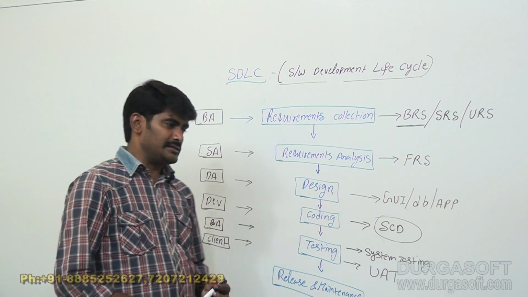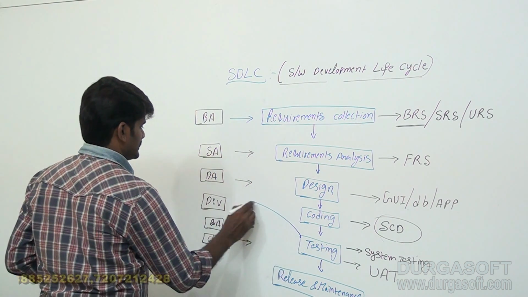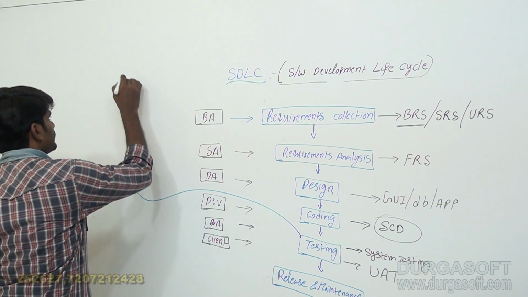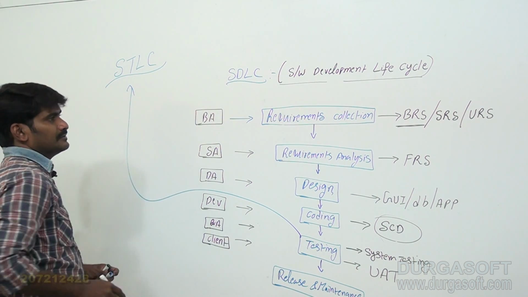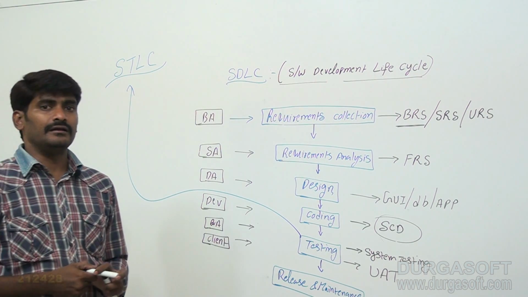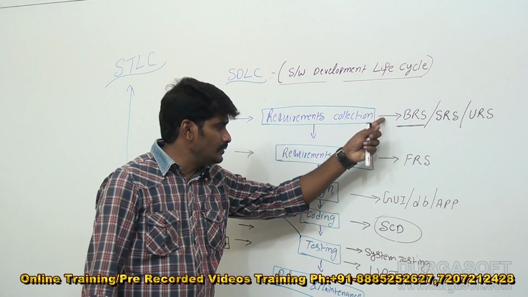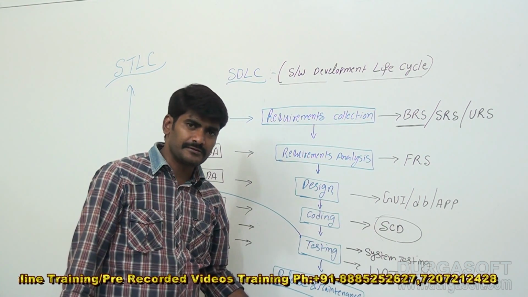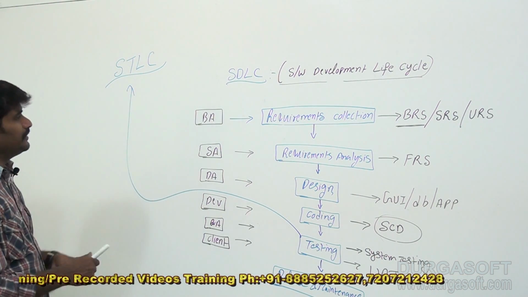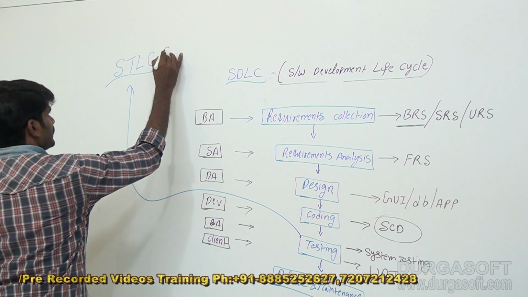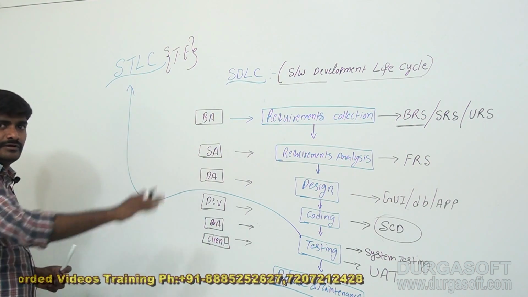Just like the SDLC, we also have one life cycle for testing. That life cycle is called STLC, software testing life cycle. SDLC describes the software development life cycle, the step-by-step process of how to develop an application. STLC describes how to test one application. It is very, very important to the test engineer. As a test engineer, this STLC is very, very important.